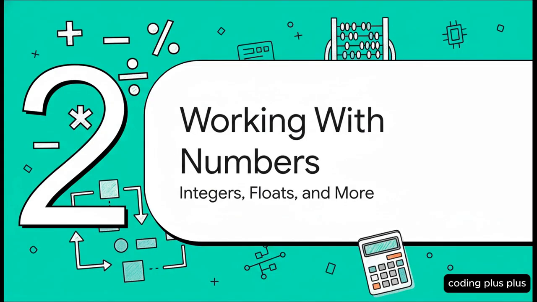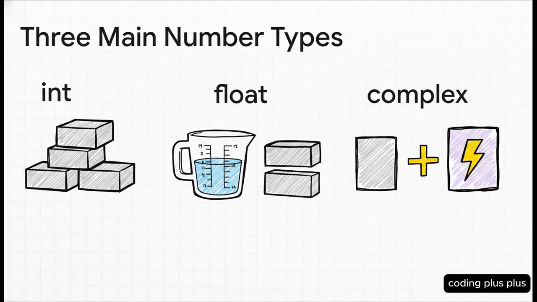All right, we've got text and logic down. Now let's talk about numbers. Python actually has a few different ways to think about numbers, and which one you use really just depends on what you're trying to do. The three big ones you'll see are integers, floats, and complex numbers.